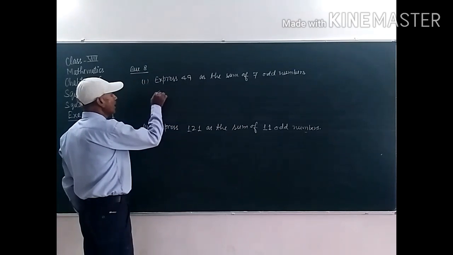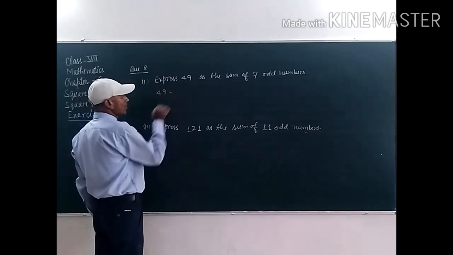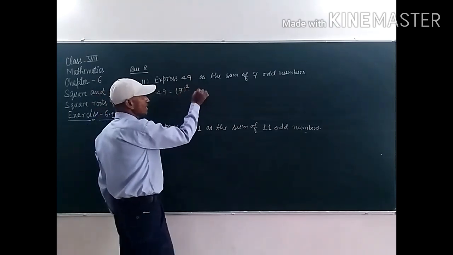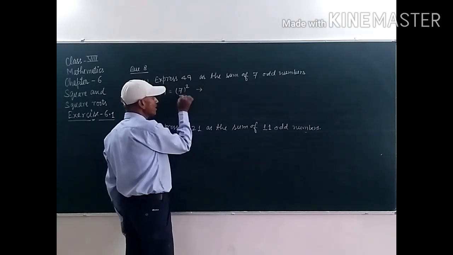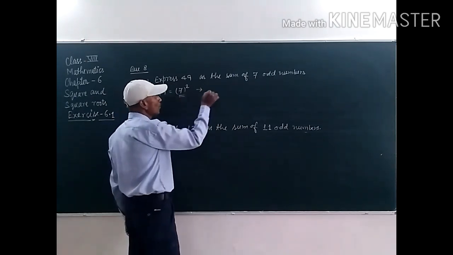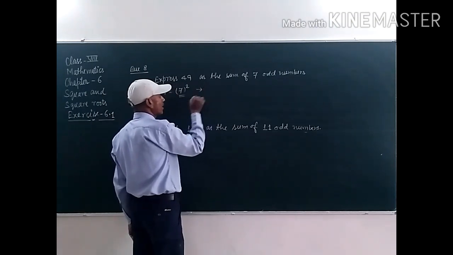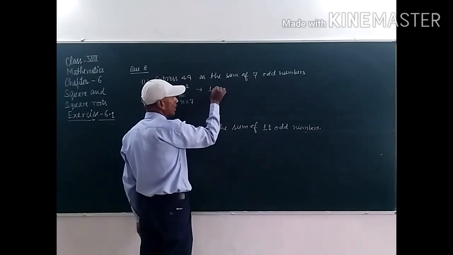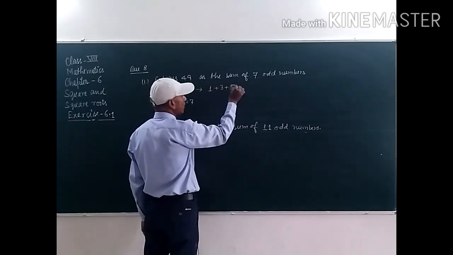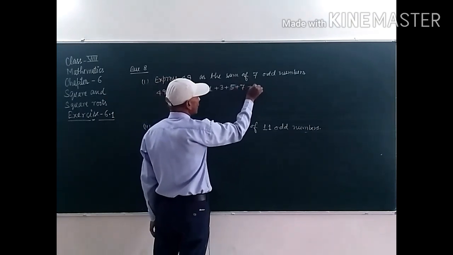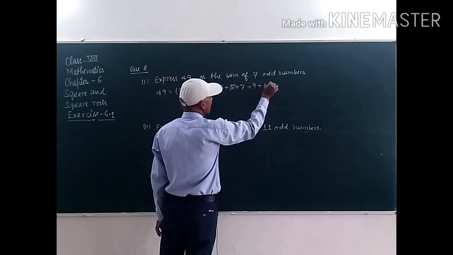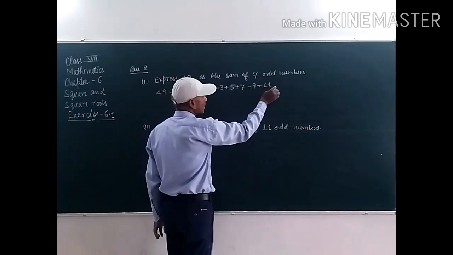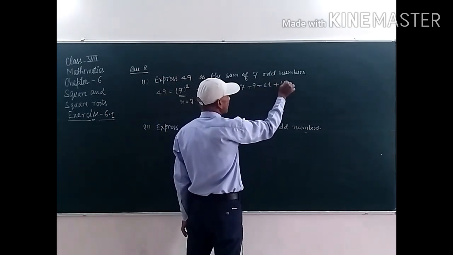So in this, 49 is equal to 7 square, student. And the first 7 numbers, n is 7 here, student. Clear? So we have to write the first n odd numbers. n is equal to 7. So we have to write the first n odd numbers: 1 plus 3 plus 5 plus 7 plus 9 plus 11, that is 6 numbers, plus 13.